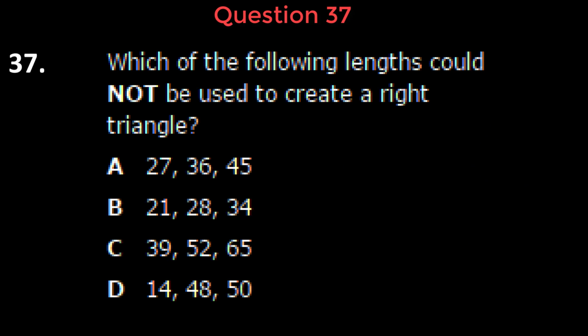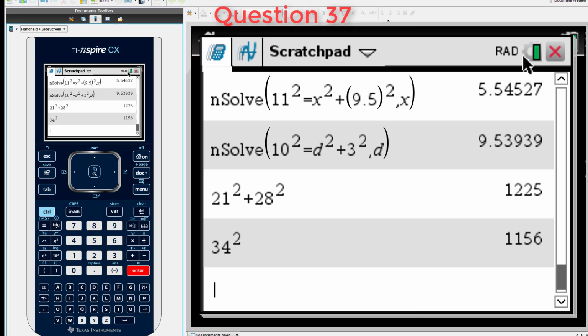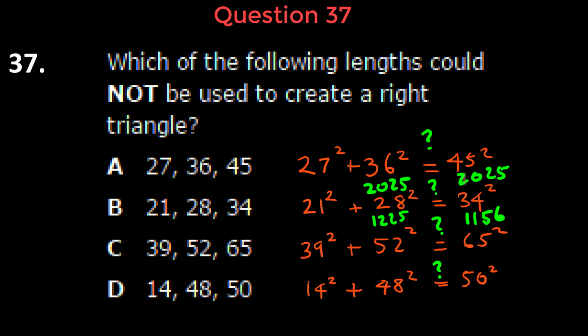Question number 37. In order for three sides to form a right triangle, it needs to satisfy the Pythagorean theorem. Let's write down the Pythagorean theorem for each of these answers. The longest sides will be the hypotenuse, so they will be alone on one side of the equation. Let's check all these answer choices one by one. On A, we will get equal numbers on both sides of the equation. But on B, we will get different numbers on both sides of the equation. So the equation on B will not satisfy the Pythagorean theorem, hence it's not going to form a right triangle.